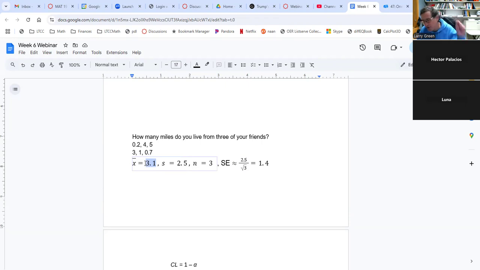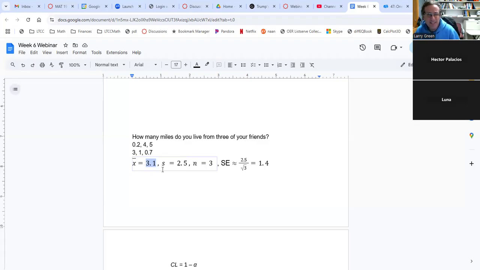Do you think that is the true average distance of all your friends? What do you think? It's almost certainly not the true average distance. But what we can do is ask, do you think the average distance might be, say, 15 miles? Do you think the average distance could be 15 miles? Because we know it's probably not 3.1 exactly.